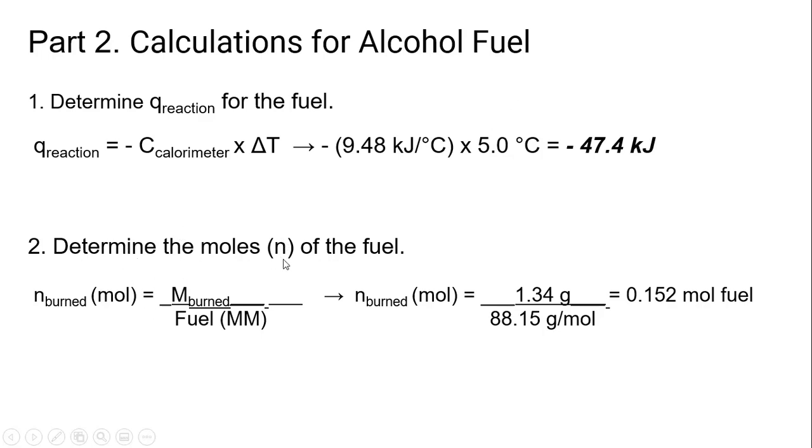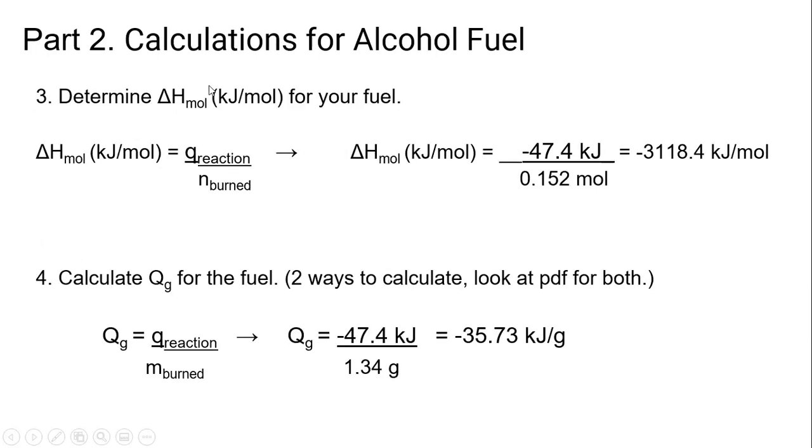Determine the moles of fuel. So n is always representative of moles, and m is representative of mass. Here we want the moles. So we have the mass that was burned or combusted, and then we have our molar mass. So I set that up. I get grams cancel out. It gives me moles, 0.152 moles of fuel. We are not done. Remember, we have to solve for a couple of things.